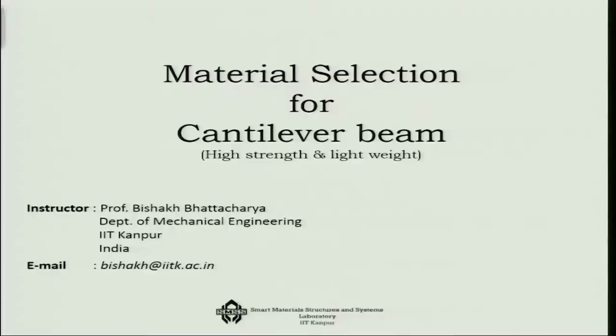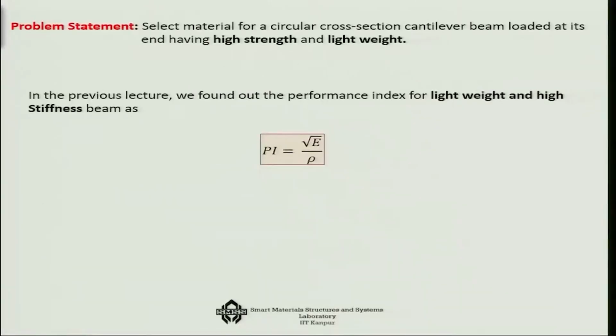So, in the last class we talked about the material selection for a cantilever beam, and at that time our objective was to get a highly stiff but lightweight cantilever beam. Now, in this class we are planning to see the same problem but in a different light. We are planning to select material for a similar cantilever beam with circular cross section, loaded at its end, but now our objective is that this beam must have high strength and be lightweight.